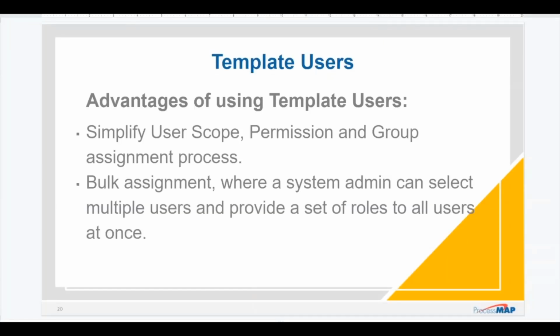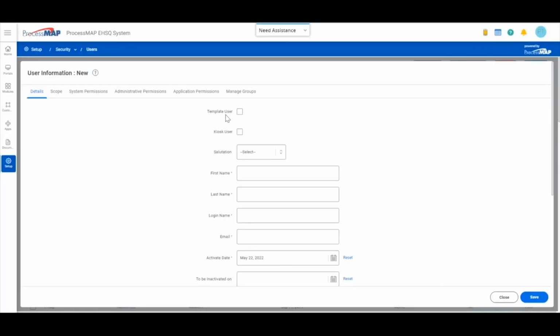The first topic that I would like to discuss today is an interesting feature in the process map system, which usually gets unnoticed by many. The template user checkbox on the user information screen helps create a predefined template for assigning user scope, user permissions, and groups.